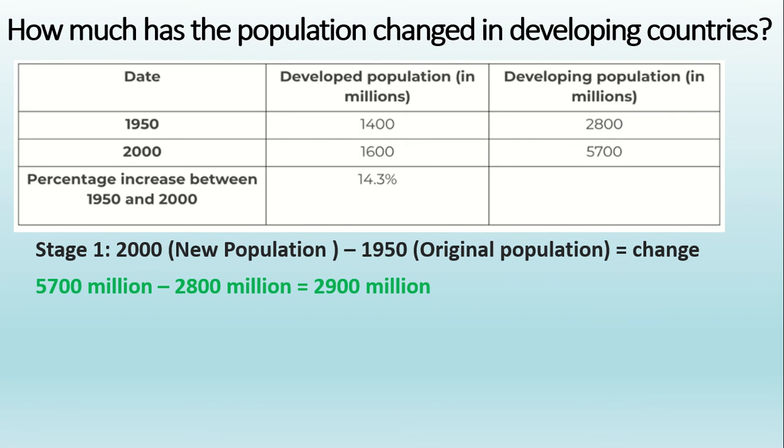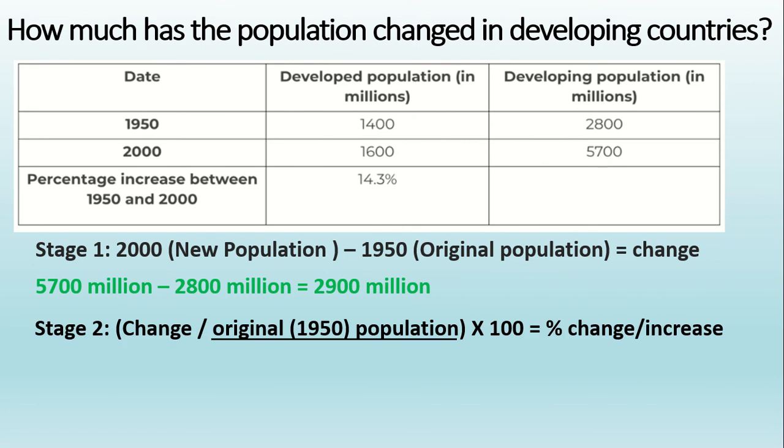Okay, what you should have got is 2,900 million. That's what we get when we minus 2,800 from 5,700. Okay, our next step. Can any of you remember what our next step is? You should have written it down on your A4 bit of paper or into your Word document. Stage 2, you need to divide that change, 2,900 million, by the original population in 1950, and then times it by 100 to get your percentage change or increase. So do that now. Press pause.